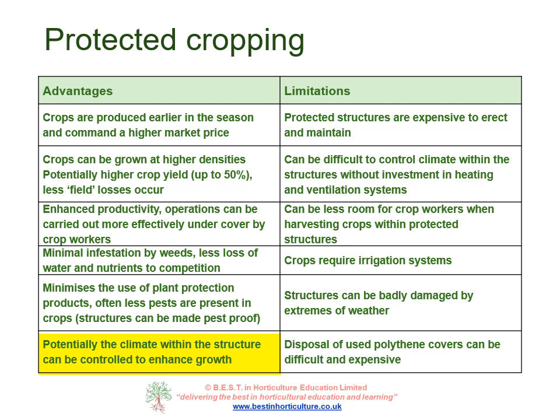There are, however, limitations, and these include protected structures which are expensive to erect and maintain. It can be difficult to control the climate within the structures without investment in heating and ventilation systems. There can be less room for crop workers when harvesting crops within protected structures, and the crops will definitely require irrigation systems. The structures themselves can be badly damaged by extremes of weather, and an environmental cost comes from the disposal of used polythene covers, which can be both difficult and expensive.